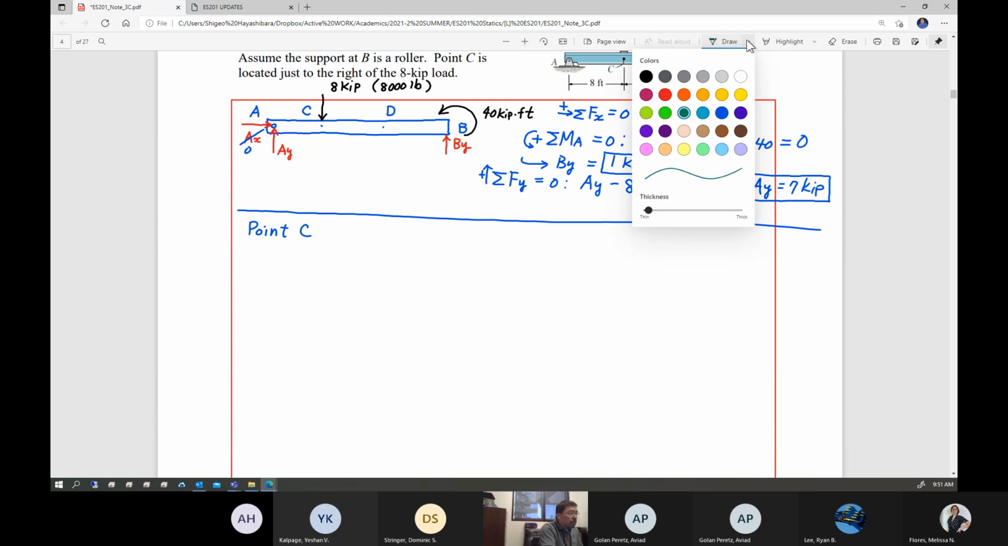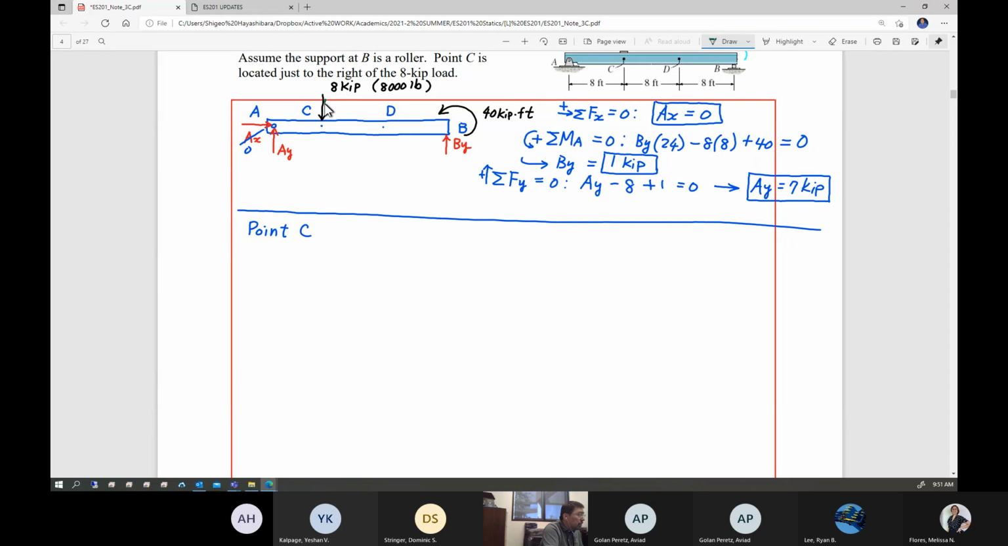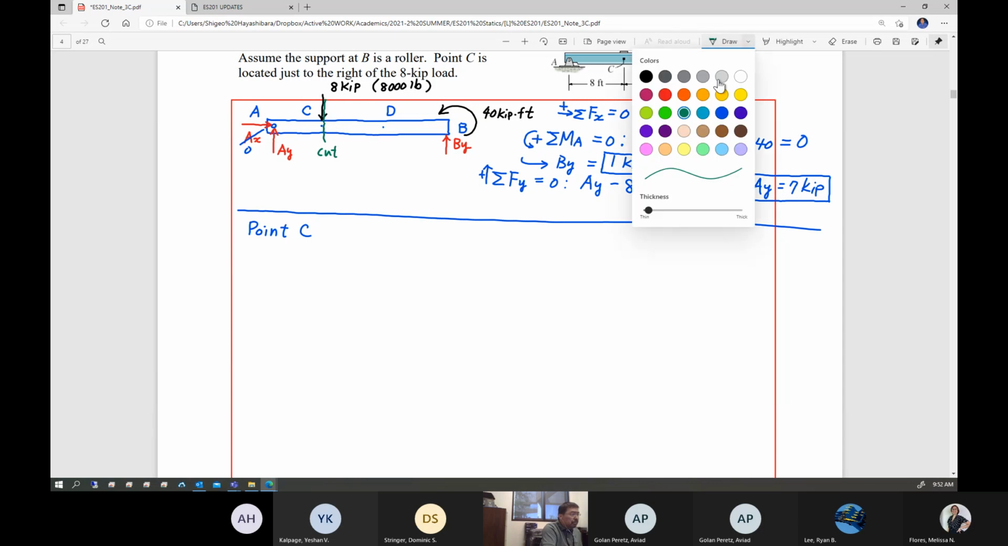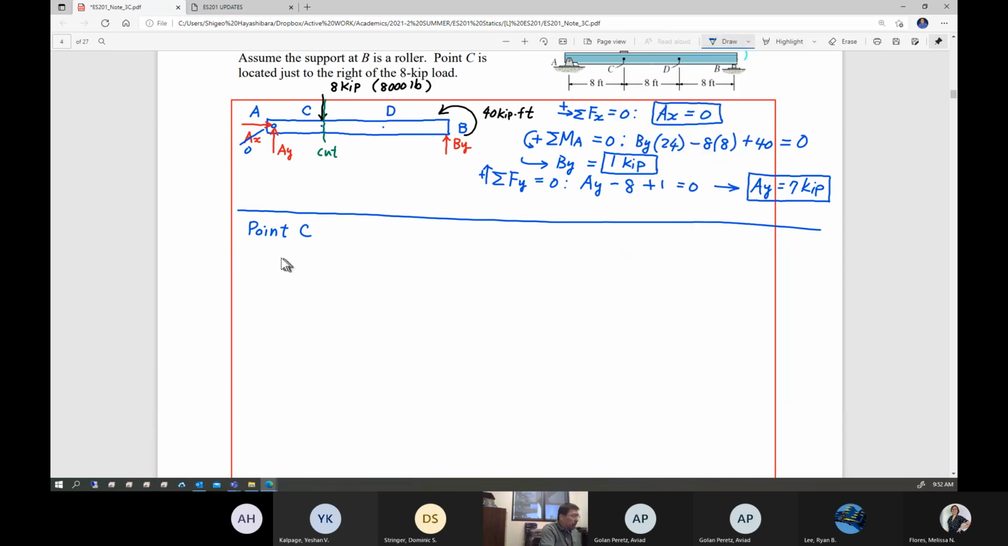So what are you going to do? You're going to basically cut through point C. Virtual cut. Now, important thing is the program basically says that the point C is located just to the right of the 8 kip load. So you have to include this 8 kip loading as you cut. After you cut, you can either pick up this one or that one, construct the free body diagram again as a cut member. So this is cut section point C.